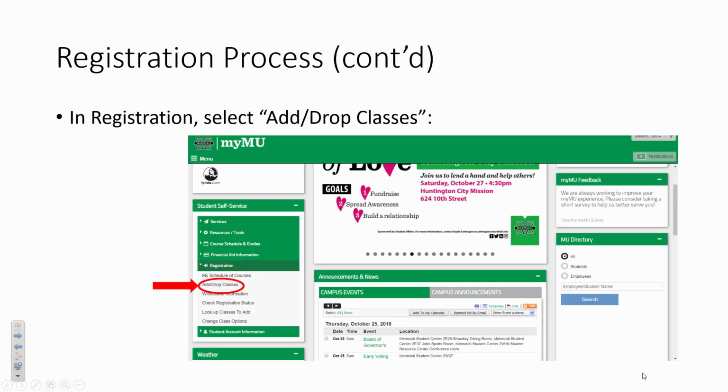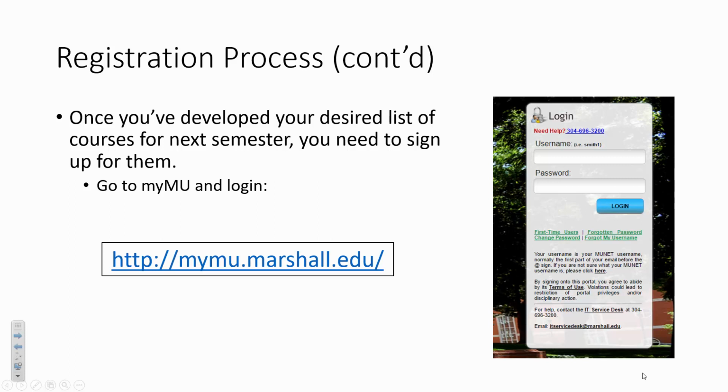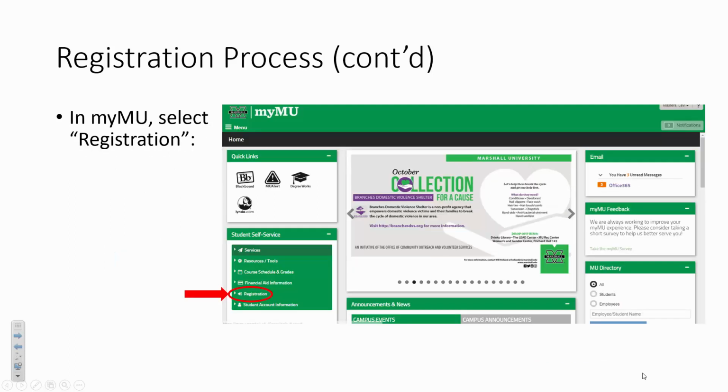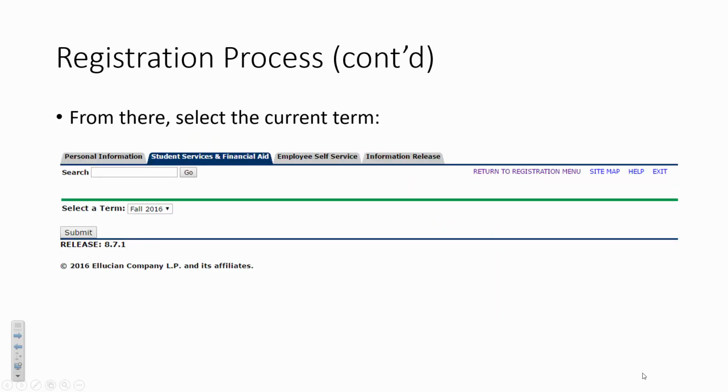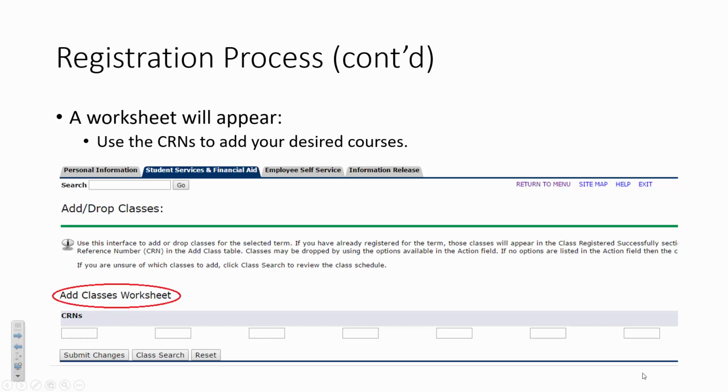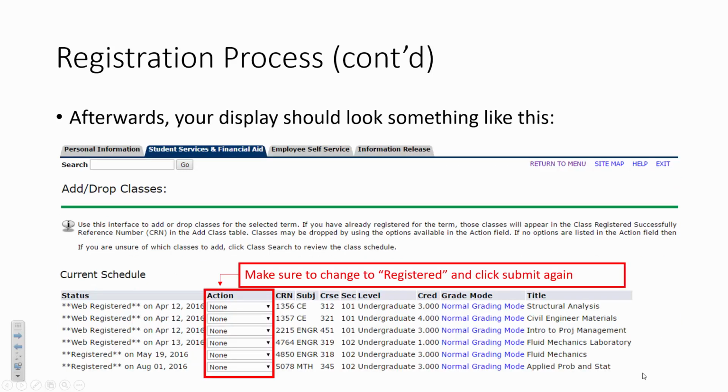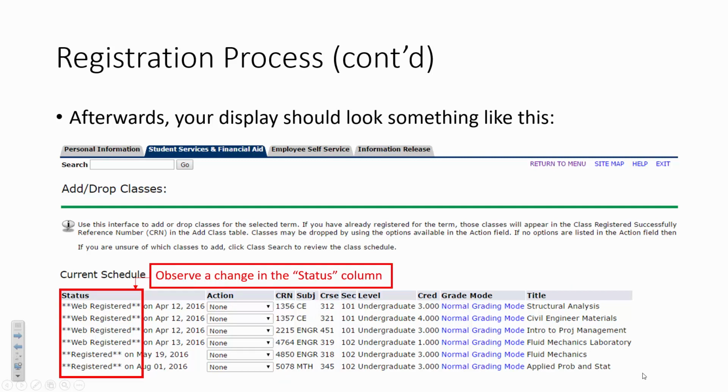I'm going to walk you through it again just really quickly. So go to MyMU, sign in. On the page, under Student Self-Service, click Registration, add drop classes, change the term, add in those CRN numbers, hit Submit, change the action to registered, and submit again. There you go. Does anybody have any questions?